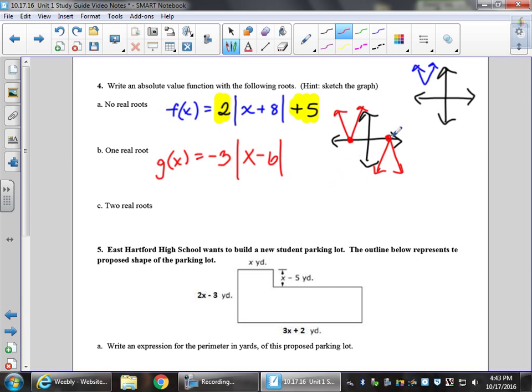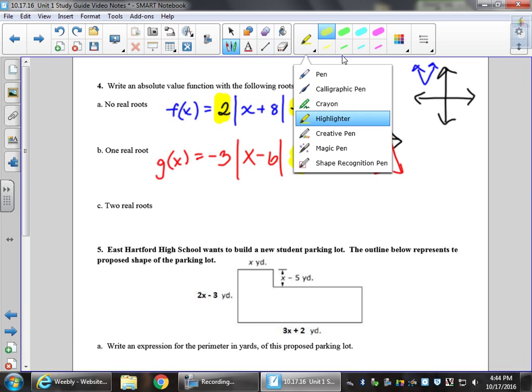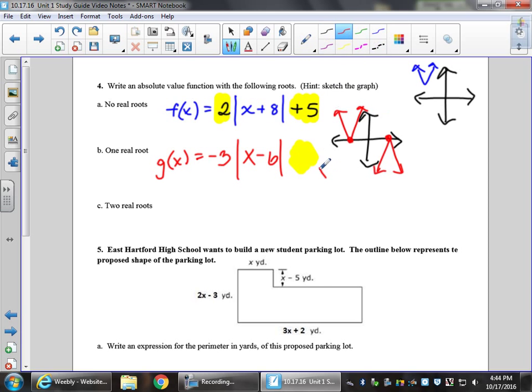But if I wanted to sit right on that axis, I am not going to have any kind of vertical shift, no vertical shift. So notice, I have put nothing here. That's the key to having one real root, is that you have no vertical shift. It doesn't matter up, down, if you shifted it left or right, irrelevant. The key is no vertical shift.